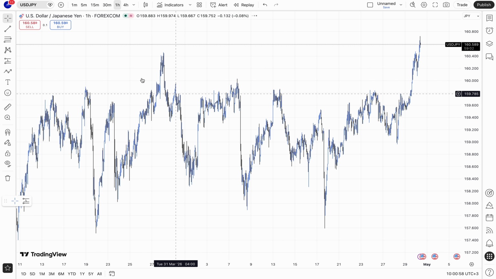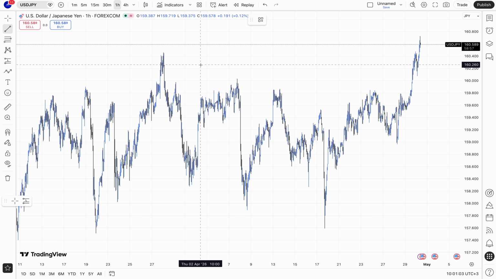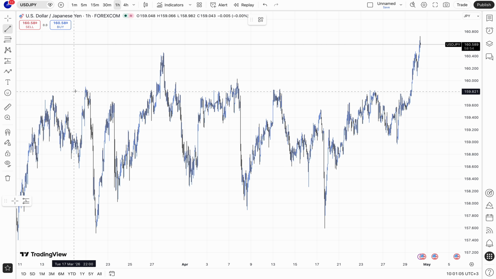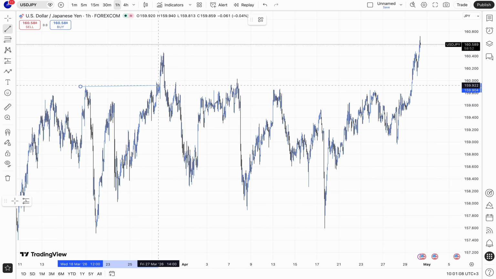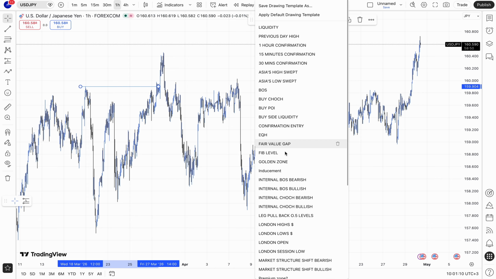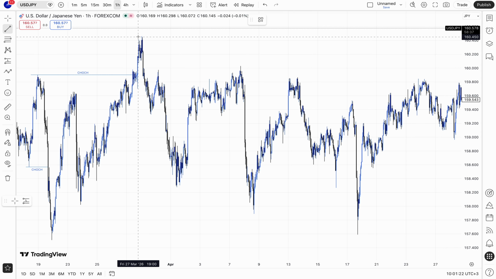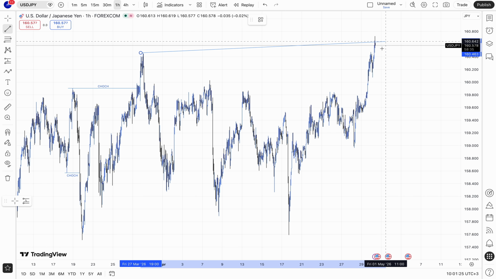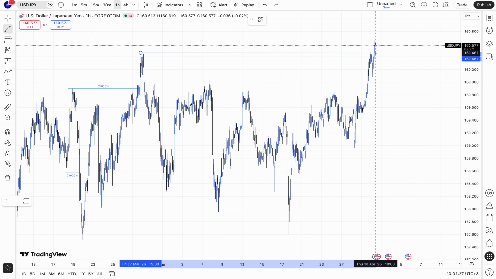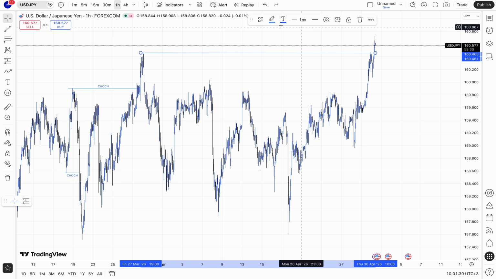First thing first is always market structure, and you understand that this was our last swing high, this is our last swing low, and then the price continued from here. From here, we had our change of character to the upside, and from here you can see we had our last change of character to the downside, and then from here you had our continuation break of structure to the upside continuation.